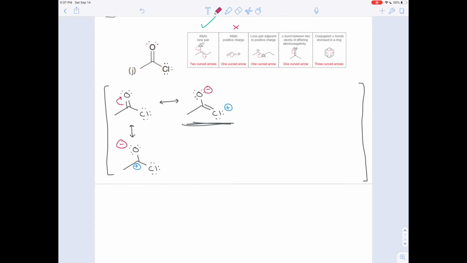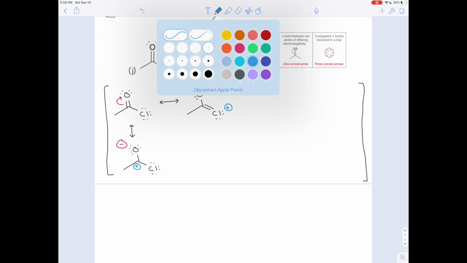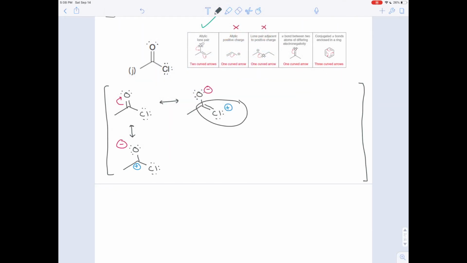How about a lone pair adjacent to a positive charge? We don't have that. We have lone pairs on an atom with a positive charge, but we don't have a lone pair on the atom next to an atom with a positive charge. How about a pi bond between two atoms of differing electronegativity? And that we do have yet again. We have a pi bond here between the carbon and the chlorine.